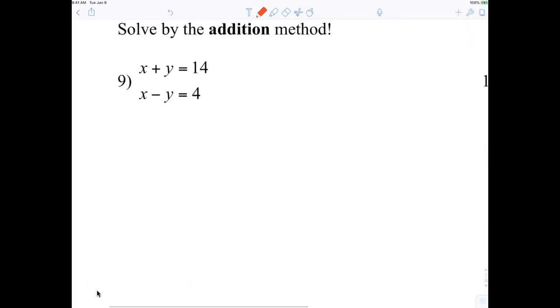So now, here we go. Solve by the addition method. This is what we did on Tuesday. So solve by the addition method. So obviously, we're just going to add them.